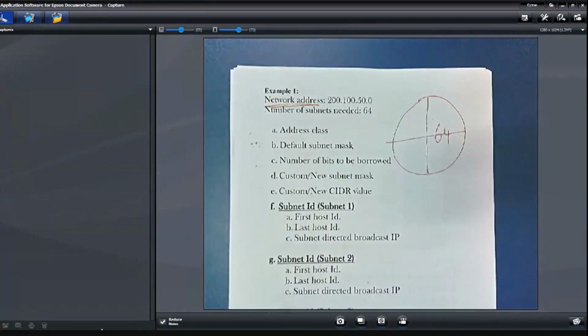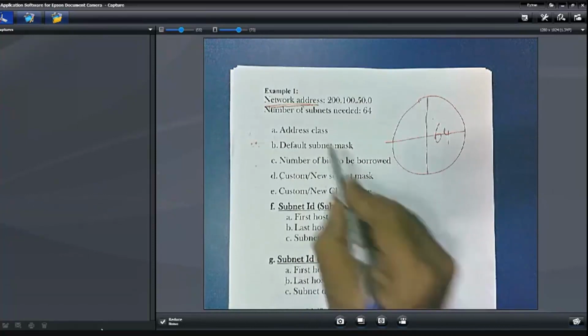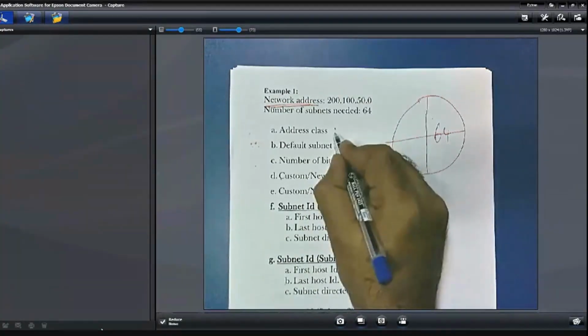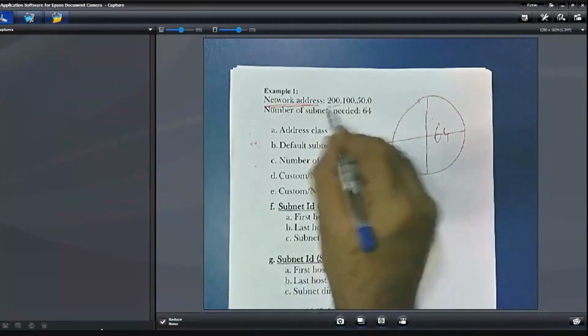Okay, I want to divide this into 64 subnets. So how can we do it? You can see the steps. What is the first step? The first step is the address class. What is the class of this address? For 200, what is the class?